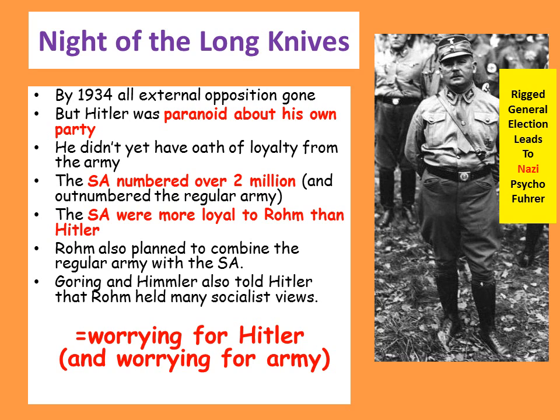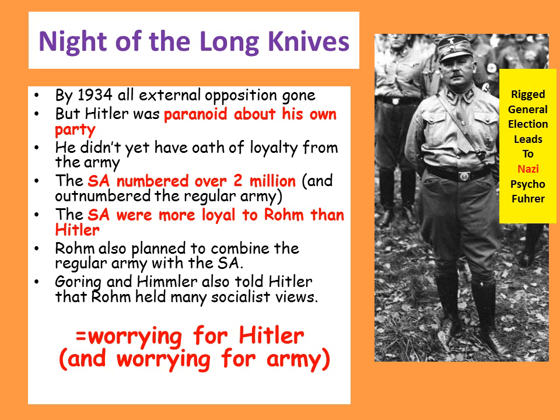Goering and Himmler, Hitler's other henchmen, also weren't very happy about this because Röhm was acting like he was more powerful than anyone, and so they also made things a little bit worse for Röhm and told Hitler that Röhm held many socialist views as well. So not only was he trying to take over the army, but he was no better than the communists, and Hitler had got rid of the communists, so this is outrageous. So Hitler is very worried.